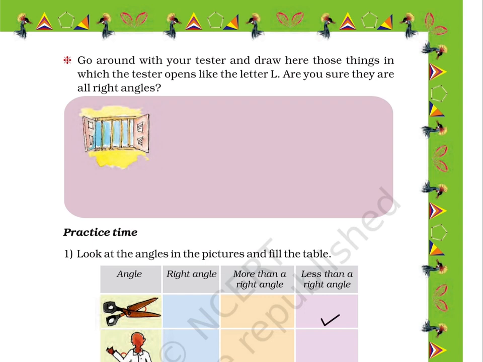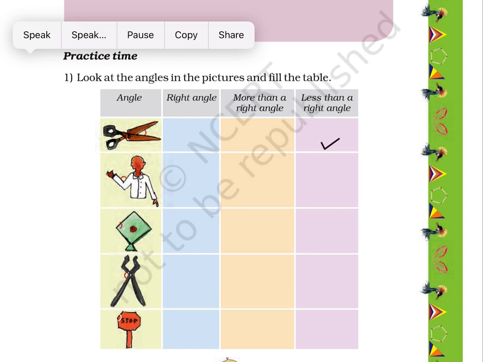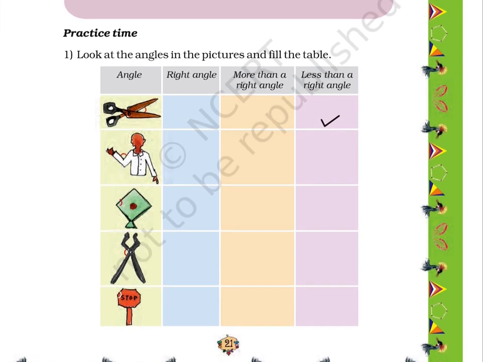Practice time. 1. Look at the angles in the pictures and fill the table. There is a table below with 4 columns and 5 rows. Column 1 is titled Angle. We have some pictures here, and the next columns have the headings Right angle, More than a right angle, Less than a right angle. In the first row of the first column, a pair of scissors is shown, and the corresponding answer is already filled in, less than a right angle. A tick mark shows the right answer.